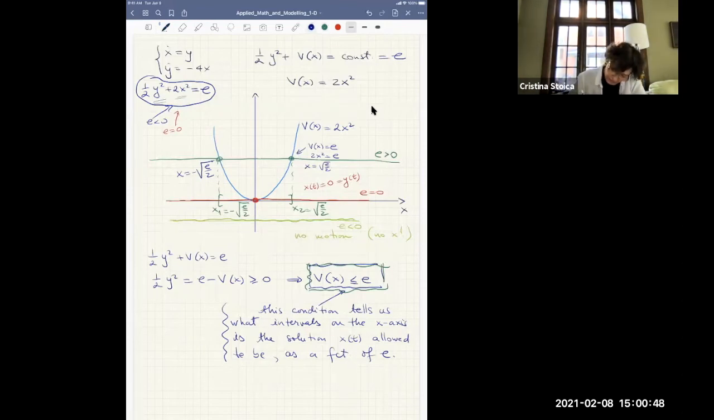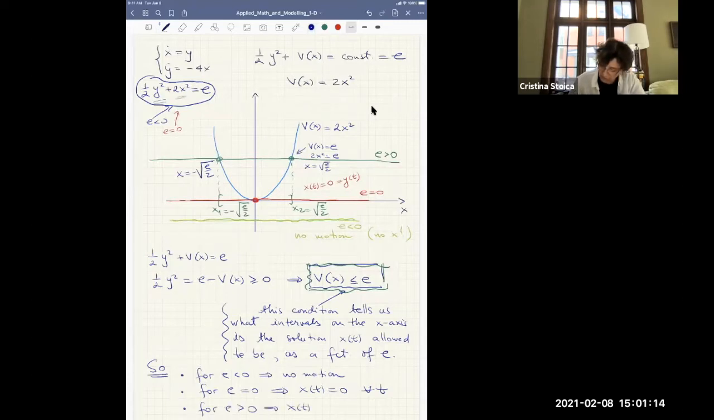So in a sense, what I'm saying now, we can do it like this. Okay, so in conclusion, why did I do this? I can say for e negative, there is no motion. For e equals 0, then x of t stays 0 for all t. And for e greater than 0, then x of t will always belong in between minus root e over 2 and root e over 2.